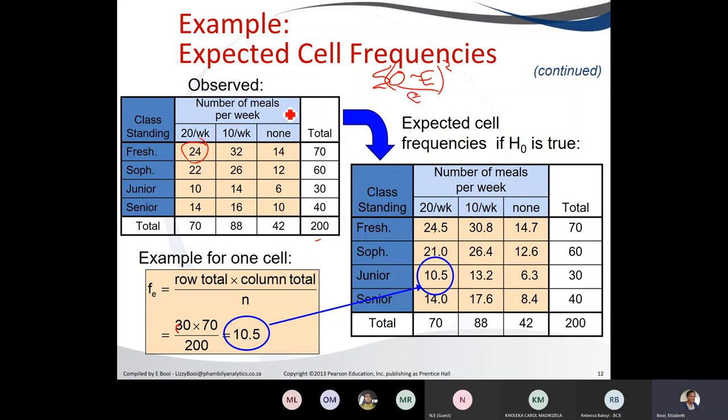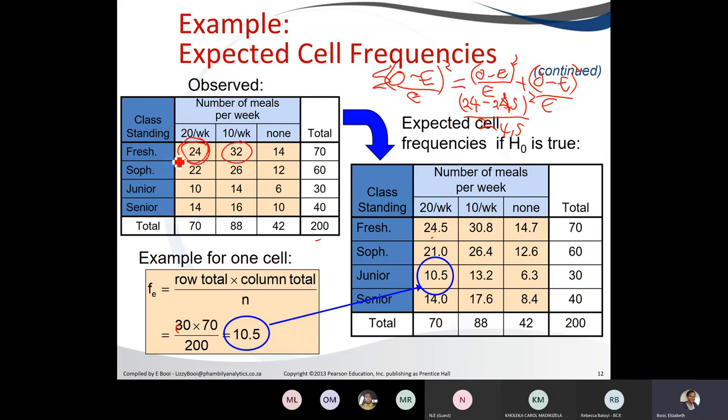What it means is for every observed, we need to subtract its corresponding expected and square the value, divide by the expected, and then go and add the next one. So we'll take observed minus expected squared divided by expected for the top one, plus observed minus expected squared divided by expected for every one of them. So for 24, that will be 24 minus 24.5. And you square the answer, divide by 24.5.